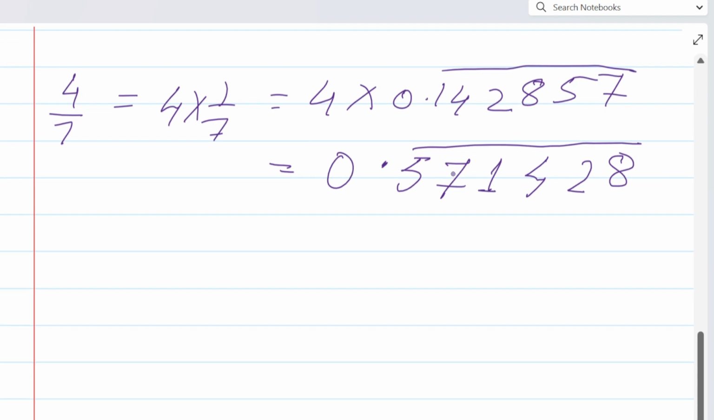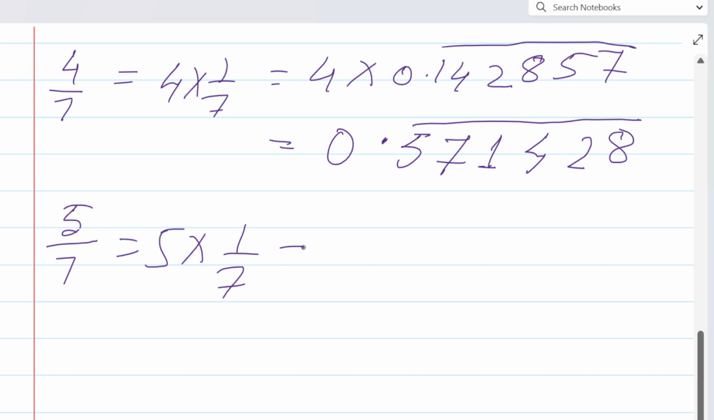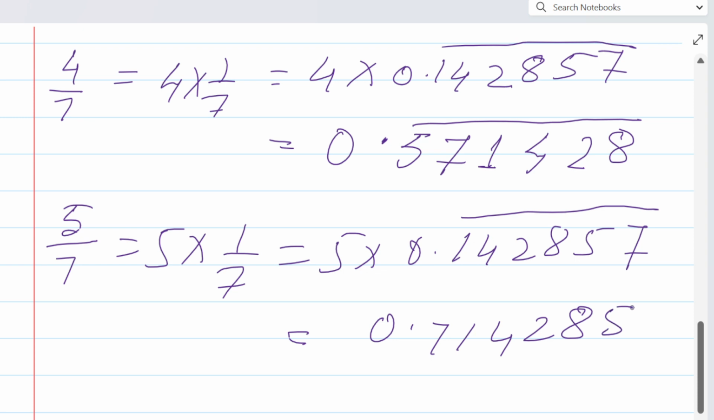Okay, let's do the other one. 5 by 7. Let's do this. 5 into 1 by 7, that is 5 into the value of 1 by 7, again 0.142857, this is the bar. So multiply this. After multiplying this, you will get 0.714285.